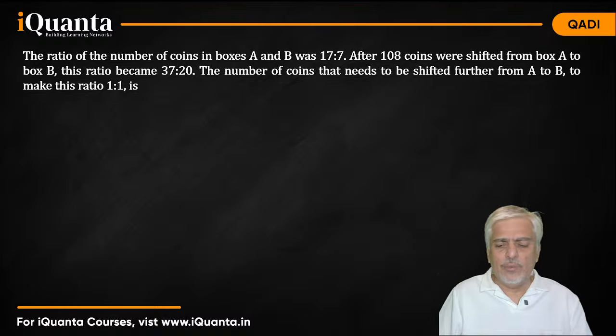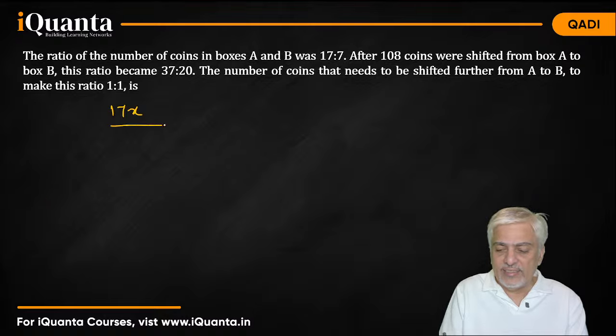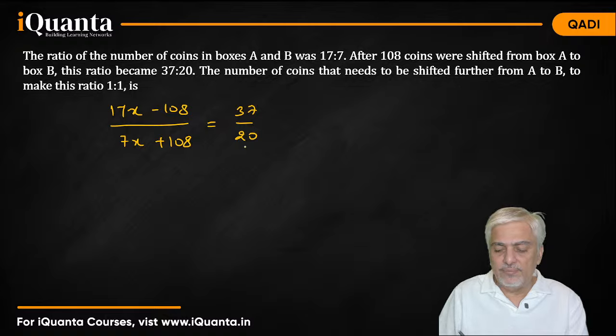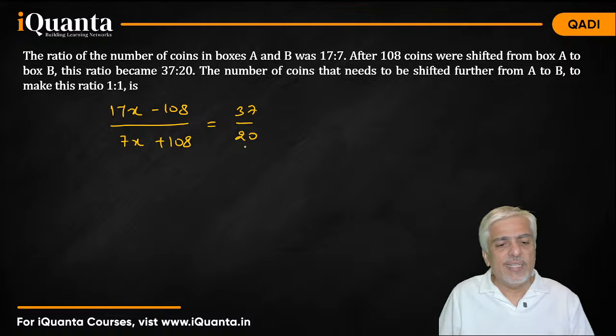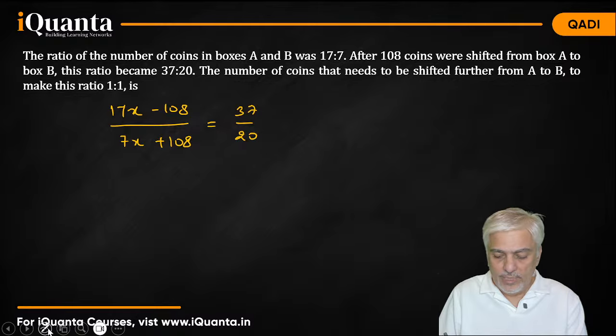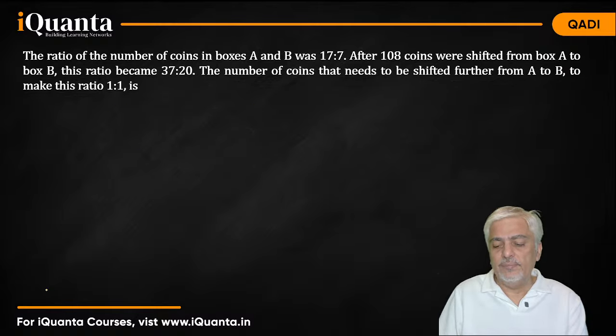Standard, very simple question. Normally everybody in the exam does it like this. The ratio of the number of coins in box A to B is 17:7. So people say let the coins be 17x and 7x. 108 coins were shifted from A to B, so minus 108 plus 108. Everybody does this method, right? I think everybody knows this method, I don't need to discuss it. Pay attention to some other method.